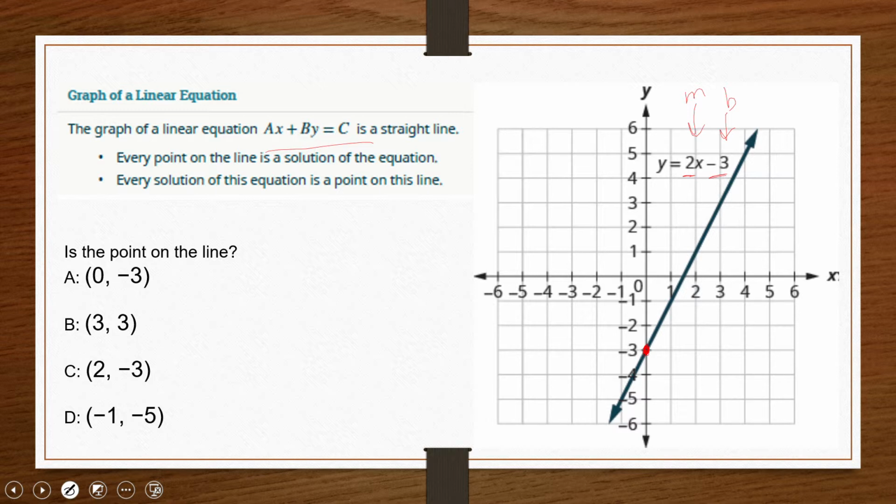So I could say for 0, -3, that's definitely on the line. Something like 3, 3 would also land me up here on the line. 2, -3 would be somewhere like this, so clearly not on the line, and therefore we could say it's not a solution to our equation, meaning substitution for x equals 2 and y equals -3 would cause me to have some false statement after simplifying. And the last one here, -1, -5, also puts us on the line way down here at the bottom.